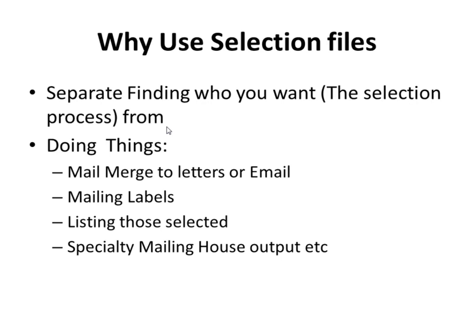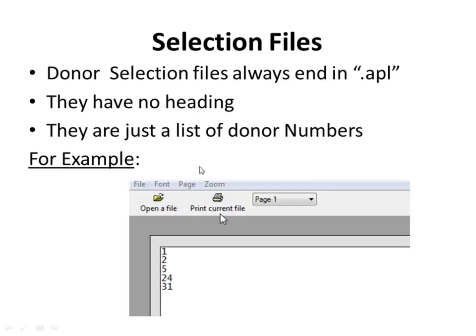So now we have a selection file system where when you do the selection, it creates a simple selection file. And once you've got that selection file, you can then, from that selection file, do things like mailing labels, mail merge, emailing to the people in there, and I'll be covering many of those things today. So in terms of what is a selection file, in order to separate selecting from doing, we need to have some system to record who's been selected.